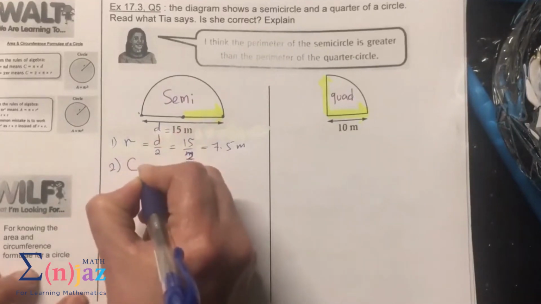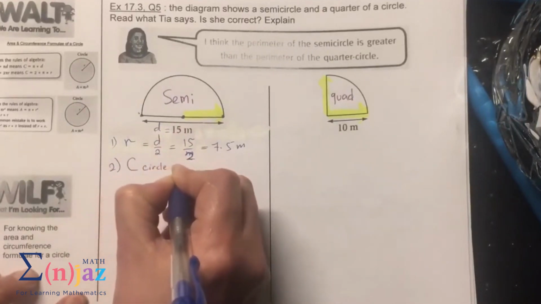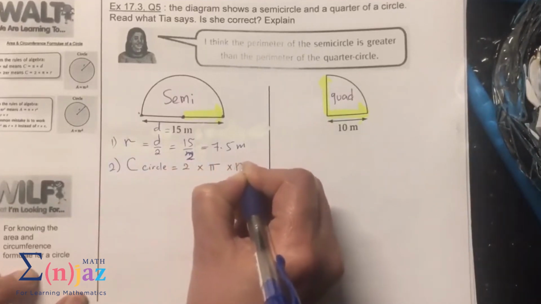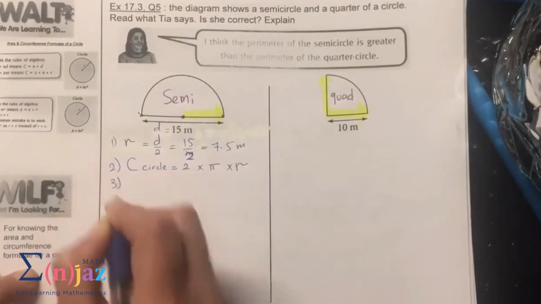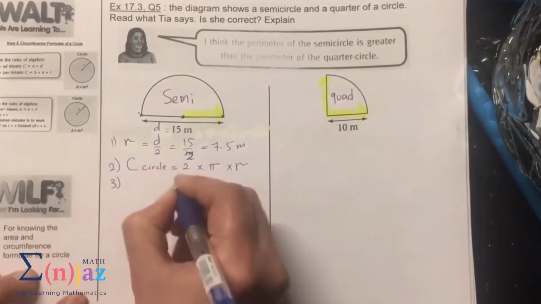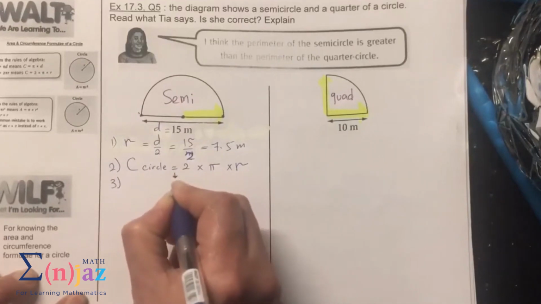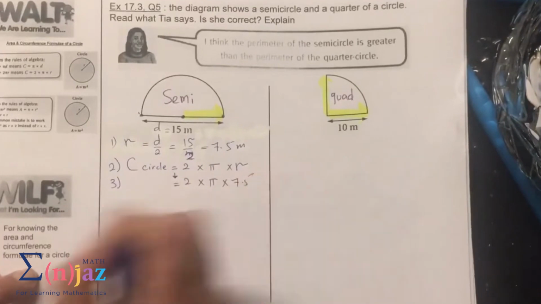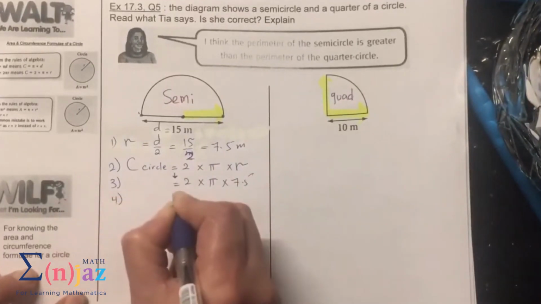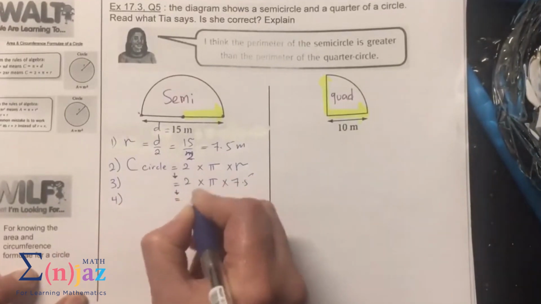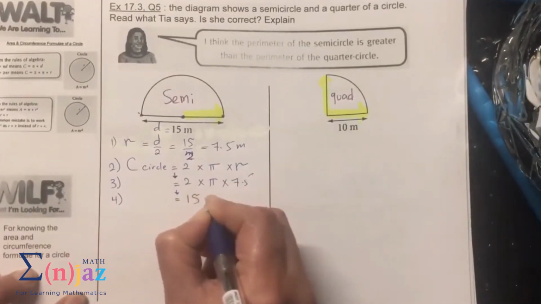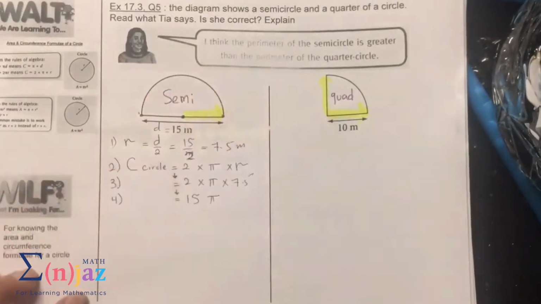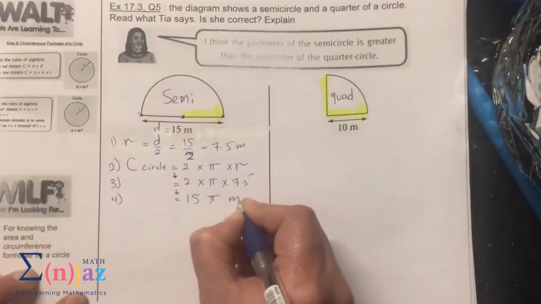So the circumference of a circle is equal to 2 times pi times r. Step number 3, substitute the value of r in the formula: 2 times pi times 7.5. Calculate and write your final answer in terms of pi. So it's 15 pi, and since we are calculating the circumference, the length of the arc, it's going to be in meters.